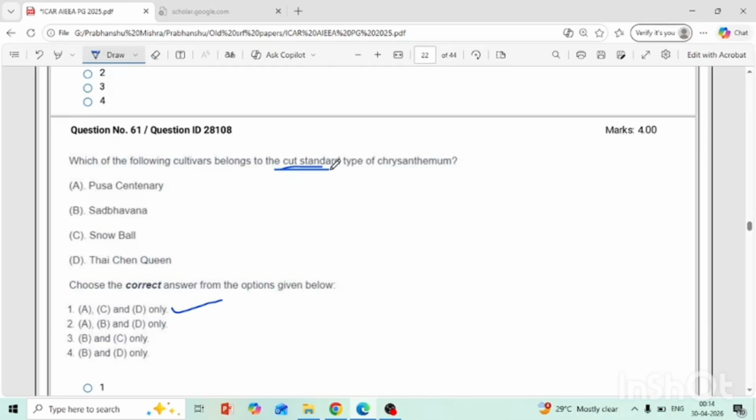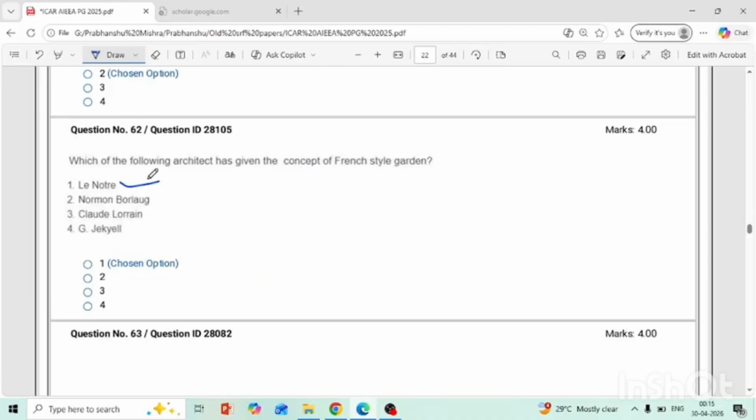Which of the following architects has given the concept of French style garden? So Le Notre is the father of French style garden. Another is the breeding method and its application. So first we need the application, then we predict which breeding method is used for this. Okay, breeding method used to combine desirable traits from two different species.